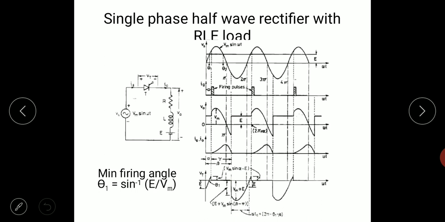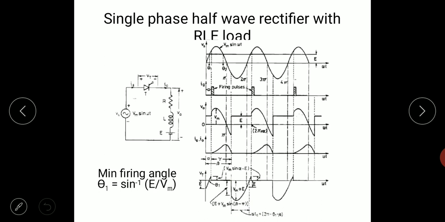Now, what is theta 1? You can see that in this waveform, if you consider the first waveform, supply voltage Vm sin omega t, then we have drawn capital E also here in this waveform. Now we have marked a point called theta 1. Theta 1 is the point of intersection of Vm sin omega t and capital E.